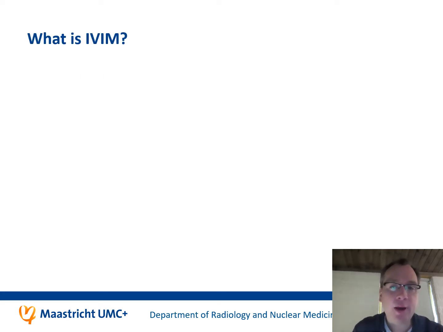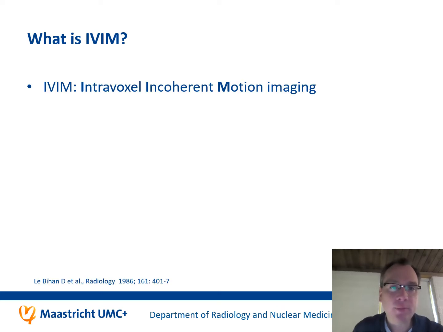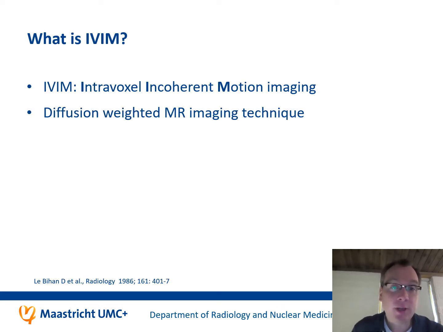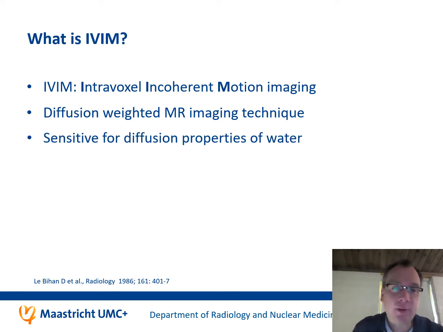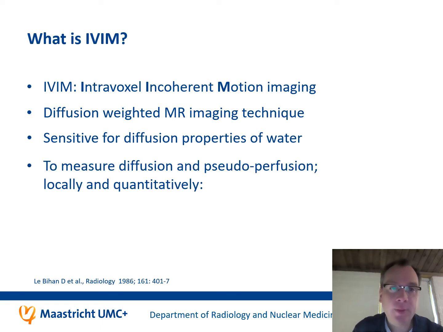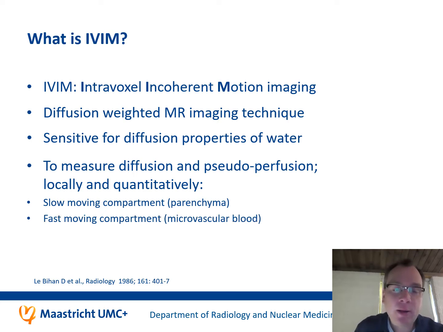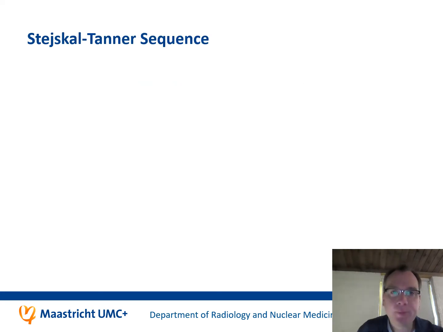So what is IVIM, or intravoxel incoherent motion? It's a technique that's based on diffusion, so it's a diffusion weighted MR technique. It's sensitive for the diffusion properties of water, and it has been coined to measure diffusion and pseudo perfusion locally and quantitatively. And the idea is that you can obtain signal from the parenchyma, the slow-moving compartment, and signal from the microvascular blood, which is the fast-moving compartment.